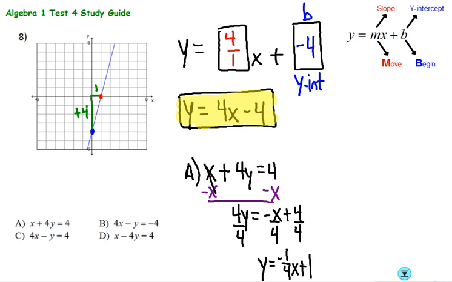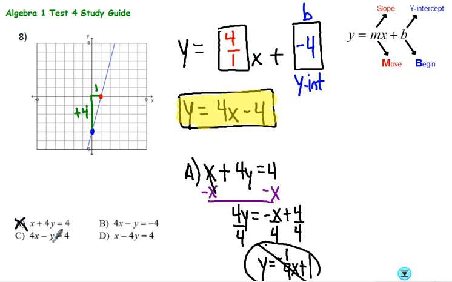Well, y equals negative 1/4 x plus 1 is not what I am looking for, right? I'm looking for y equals 4x minus 4. So I can cross A off. I know that A is not going to be the right answer. So we'll try the one below it.